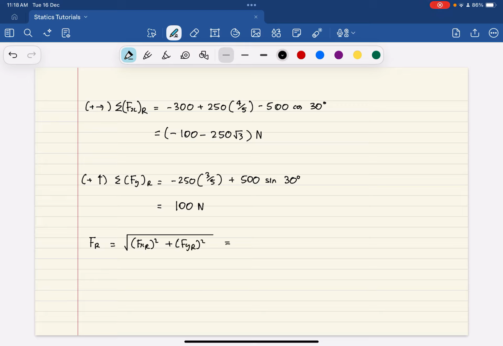So of course you square these two components. What will you end up getting? Let's see. Negative 100 minus 250 root 3, squared, plus 100 squared. How much will we end up getting? So we end up getting 542.3122 newtons, right?